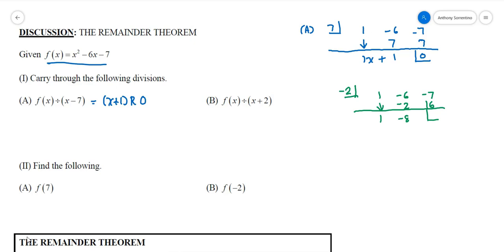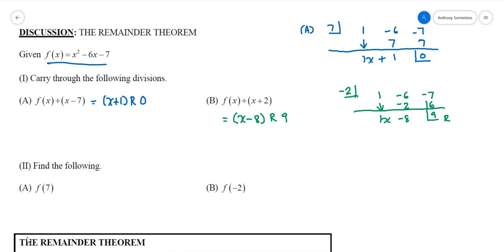Negative 7 plus 16 is 9. This is my remainder. This is my constant term. This is my x term. And so that means when I carry this through, I end up with x minus 8 and a remainder of 9.